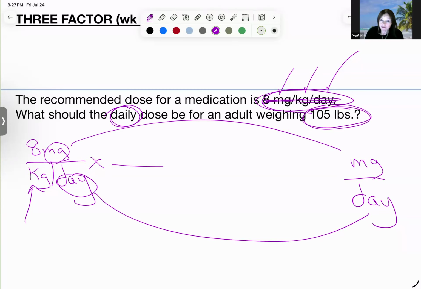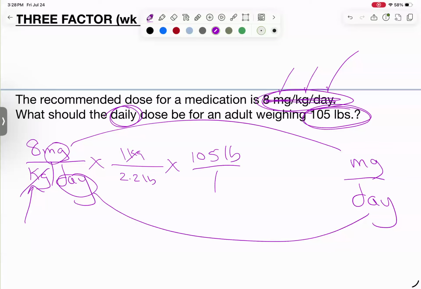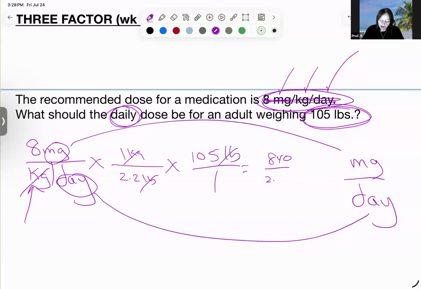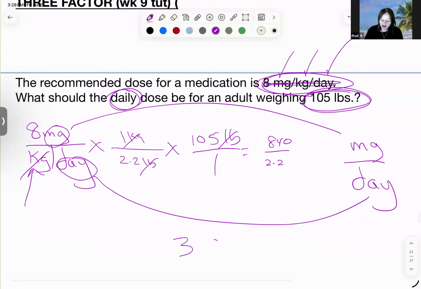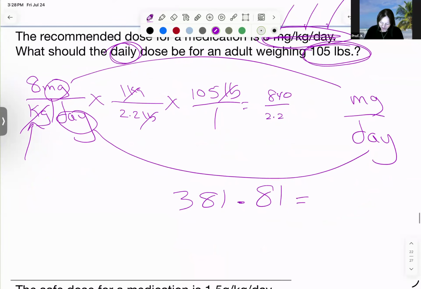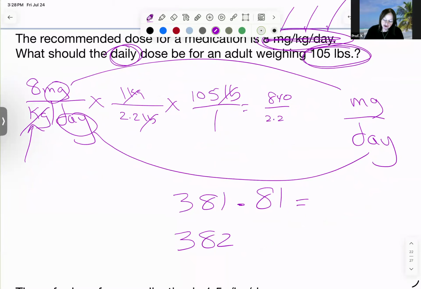I use the patient's weight, but it's in pounds. So 1 kilogram is 2.2 pounds, and the patient weighs 105 pounds. I put that over 1, and I cross off everything, and now it's just math. So 8 milligrams times 105 is 840, and 2.2 times 1 is 2.2. When I divide that, my calculator will give me 381.81. What's my final answer? 382. 382 milligrams a day.